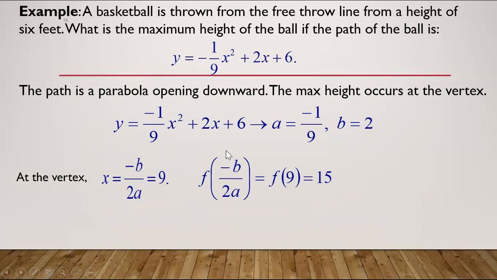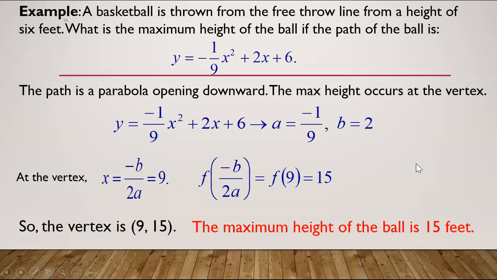And then f of negative b over 2a is f of 9. Put in a 9. 9 squared, 81, times negative 1/9 is negative 9, plus 2 times 9. Negative 9 plus 18 is positive 9, plus 6 is 15, which simply means the vertex is found at the point 9, 15, which means that the maximum height of the ball is 15 feet.